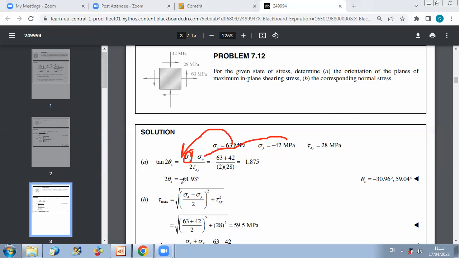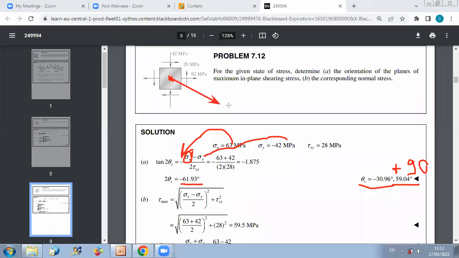2 theta s is minus 61.93. So you can find the two corresponding solutions for theta s, which is minus 30.86, and if you add plus 90 to it, you get the second axis. So if I want to present here in this figure the orientation of axis corresponding to the maximum in-plane shearing stress, I have the following.